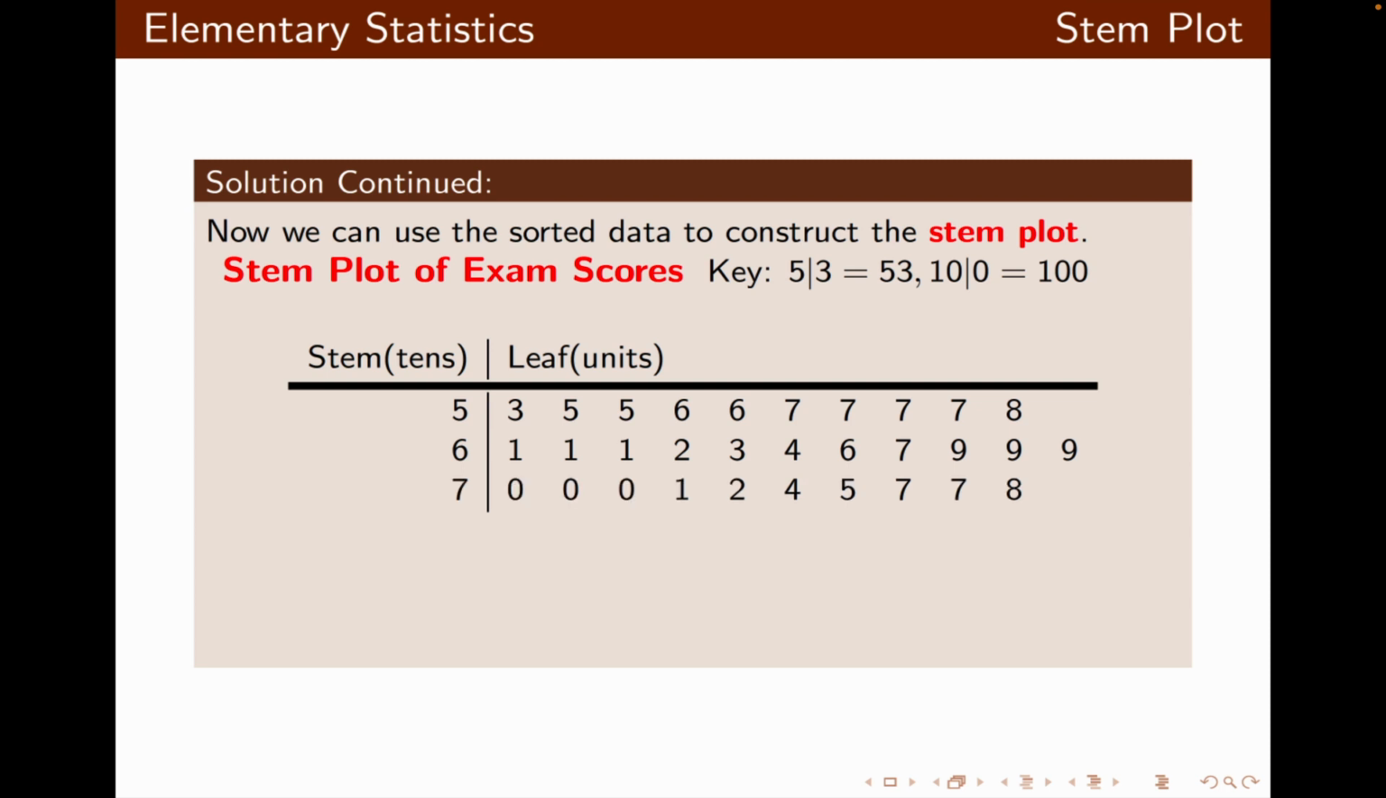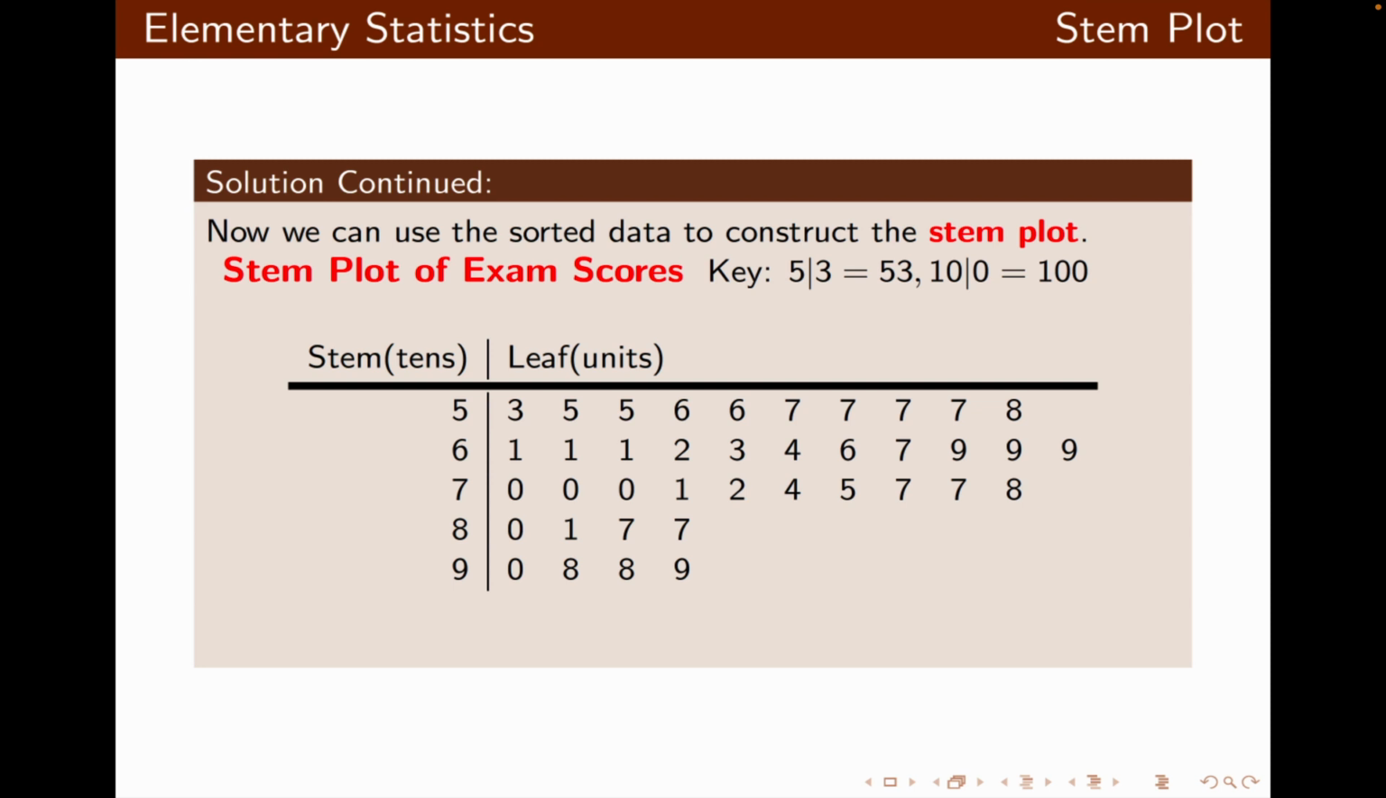And then similarly, we're going to do the 70s. There were 3 70s. So that's why we have 3 zeros. And then 71, 72, all the way to 78. And then we had the 80s. 80, 81, 87, 87.